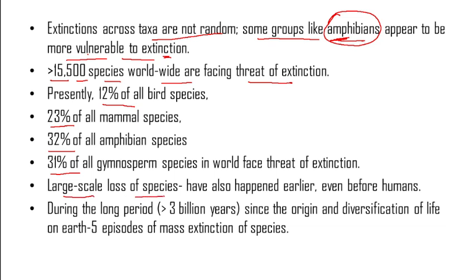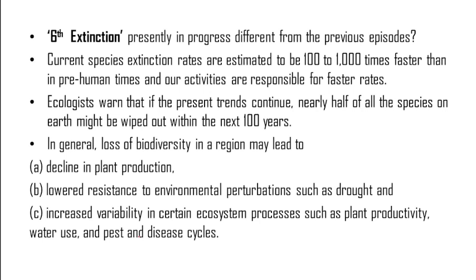Large scale loss of species has also happened earlier, even before humans inhabited the earth. During the long period of more than 3 billion years since the origin and diversification of life on earth, there have occurred 5 episodes of mass extinction of species. The current episode of extinction is called the sixth extinction. It is presently in progress. It is different from the previous episodes. Why? A question could be framed from here.